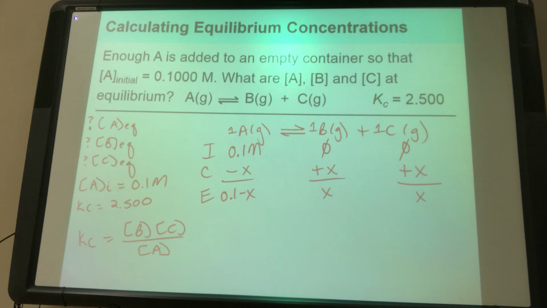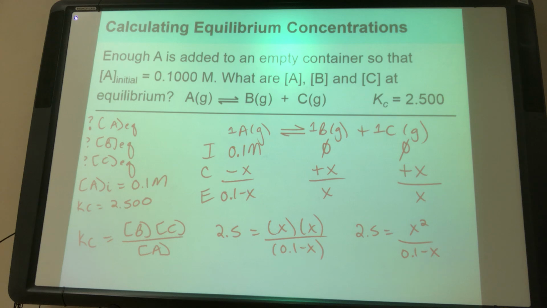All right, let's plug it all in. 2.5 is equal to x times x over 0.1 minus x. We can rewrite that as x squared divided by 0.1 minus x. Now here's where it gets tricky. I've got x squared on the top, but the bottom does not have a square. So I can't do my little square root thing to solve for x really fast and pretty. This is where you have to do it the trickier, longer way.